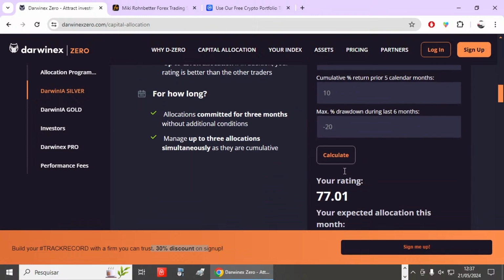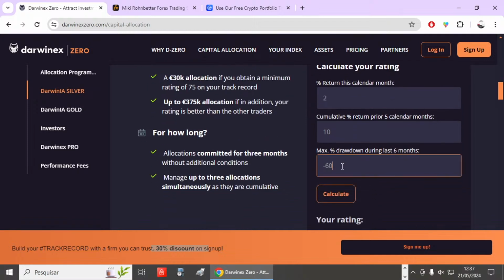Isn't this good news? Now let's have fun. What if I draw down 30%? 75. What if I draw down 40%? 75. What if I draw down 50%? 75. What if I draw down 60%? 75 still?